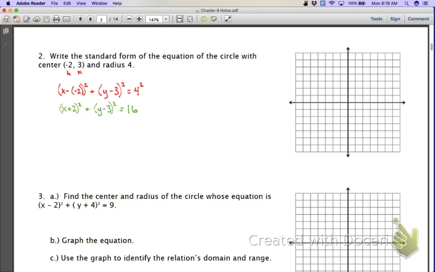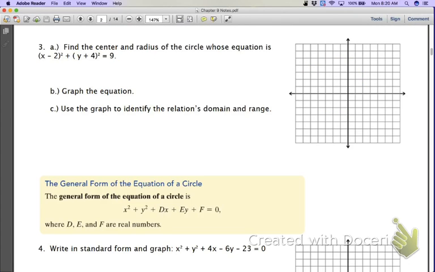Your center is where you're going to start. So I'm going to go to (-2, 3), and I'm going to have a point right here. From there, my radius is 4, so I'm going to go 4 to the right, 4 to the left, 4 up, and 4 down. And then I'm just going to draw my circle.